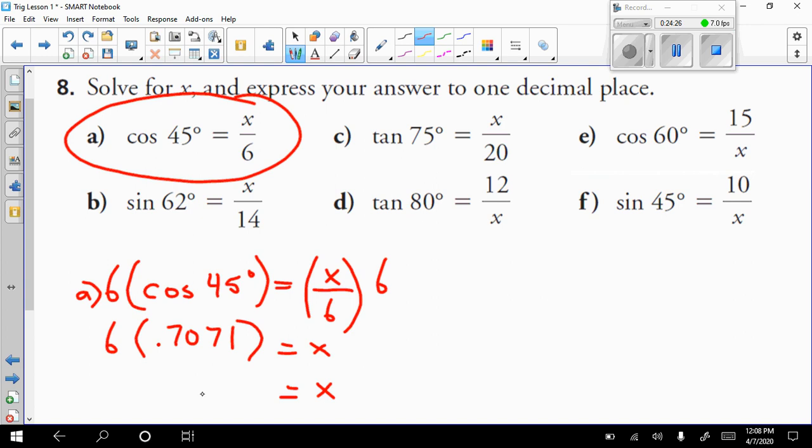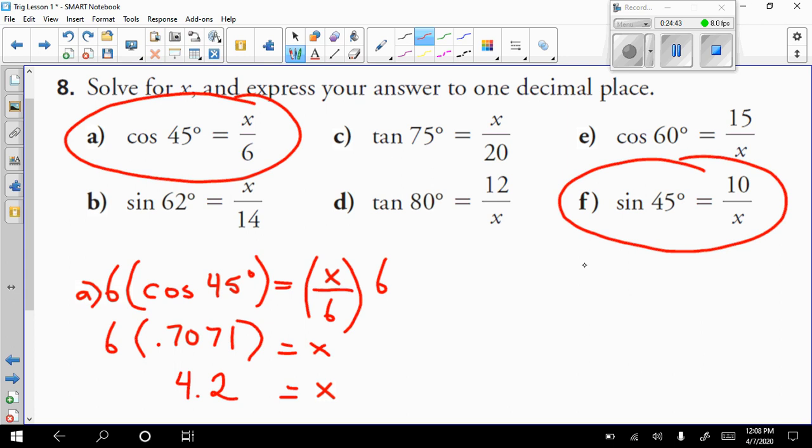And it says to 1 decimal place, so 4.2. The number beside it would have been a 4, so I don't round that up. So x is equal to 4. Let me show you one where the unknown is on the bottom. So let's do f as well here. I'll do f with you.